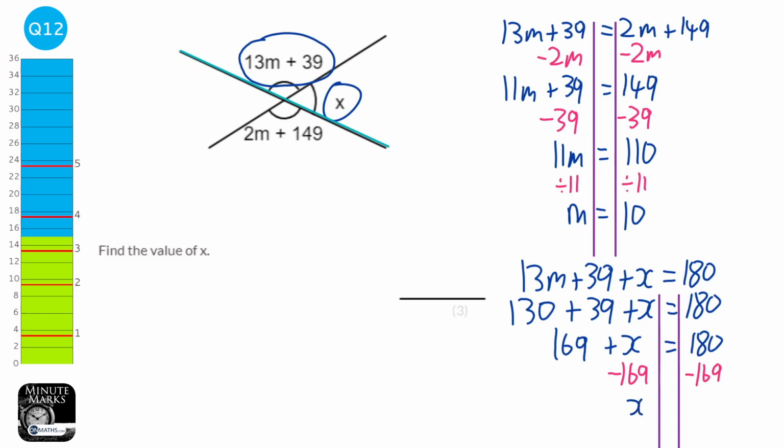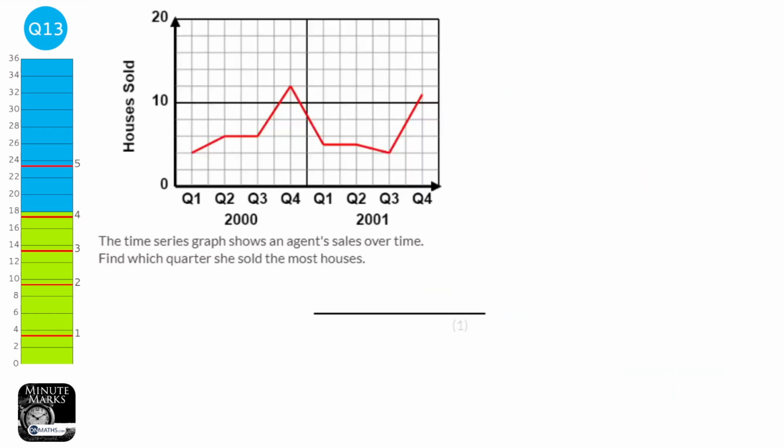So we've got x equals 11. So the value of x will be 11 degrees. So if we look at the graph, this point here is the biggest. This one comes close, but it's not the biggest. So the biggest would be this one.